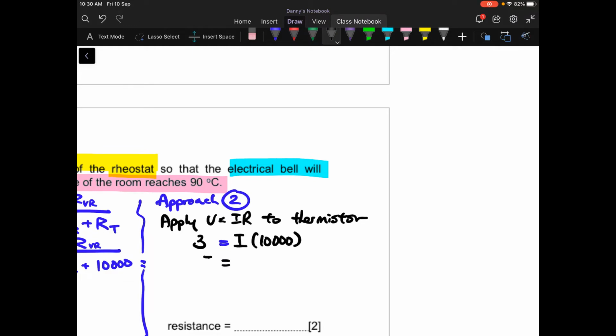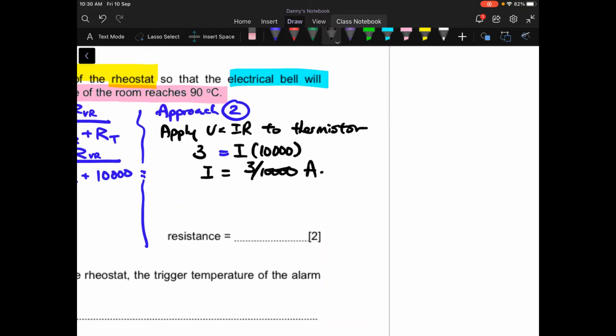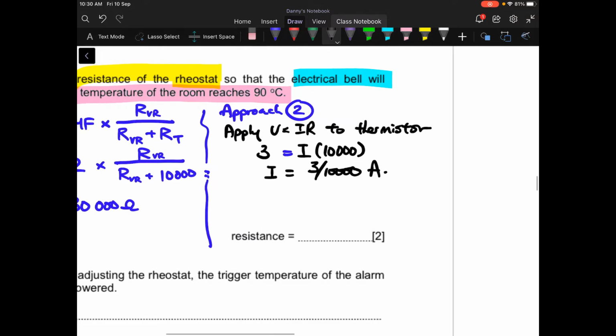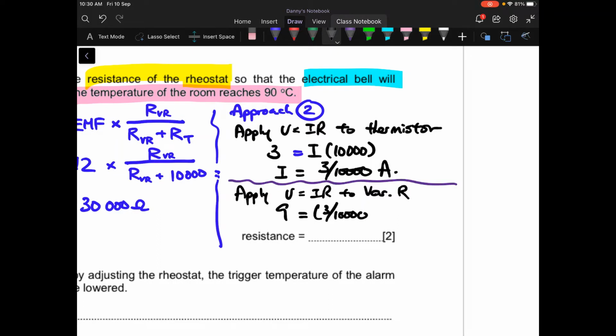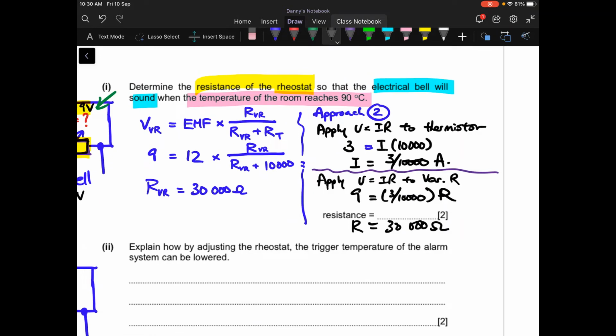So with that, you can put it into your formula and you would know that the current flowing through the entire circuit is this value. You notice that when I'm doing an intermediate answer, I just leave it in fraction, it's fine. Okay, then once you know the current, you can then apply V equals to IR to the variable resistor. So for the variable resistor, you want it to have 9 volt so that the bell will ring, right? And then the I is the same because it is a series connection, and then you can find the R from here. You will get the same answer.